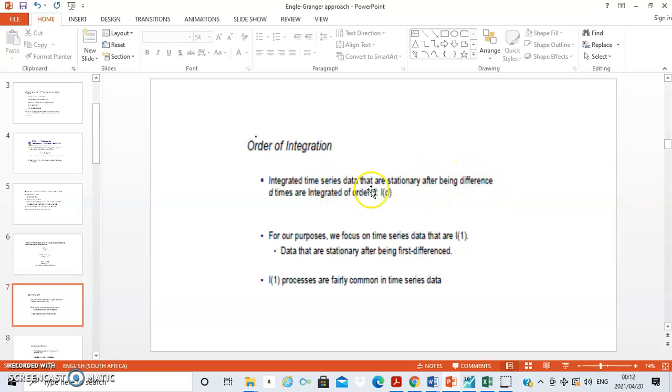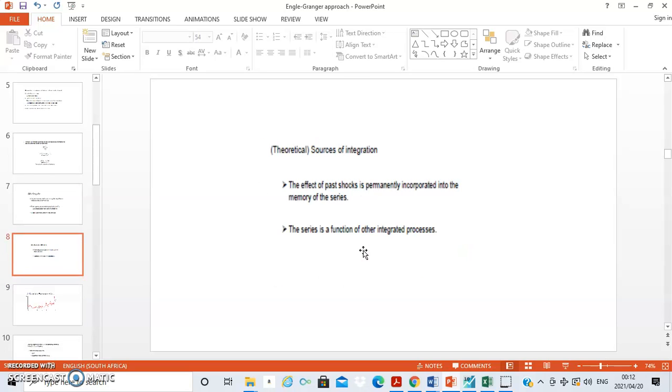So we can say, if we refer to the number of times as d times, then the series is integrated of order d. If it's 1, then the order of integration is 1. If it's 2, then the order of integration will be 2. But for our discussion, we will only focus on the first difference, which is the integration of order 1. In most cases, once you difference the variable once, it becomes stationary, okay? And it's a common strategy in time series.